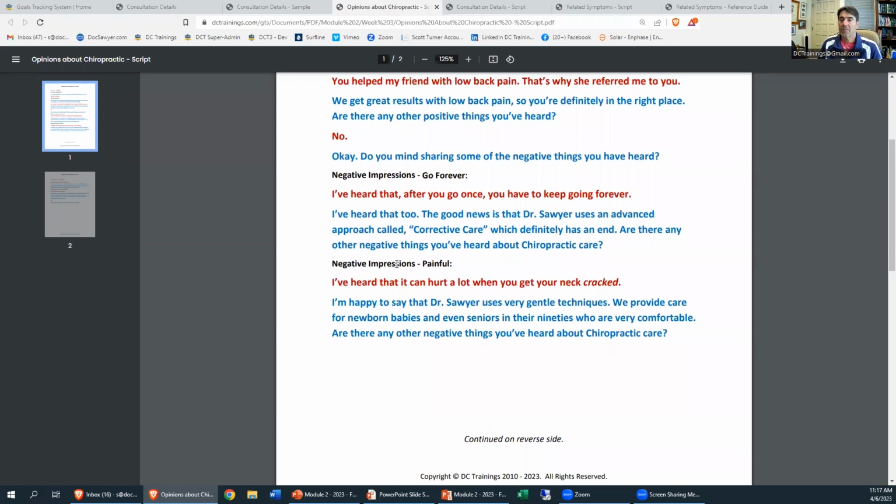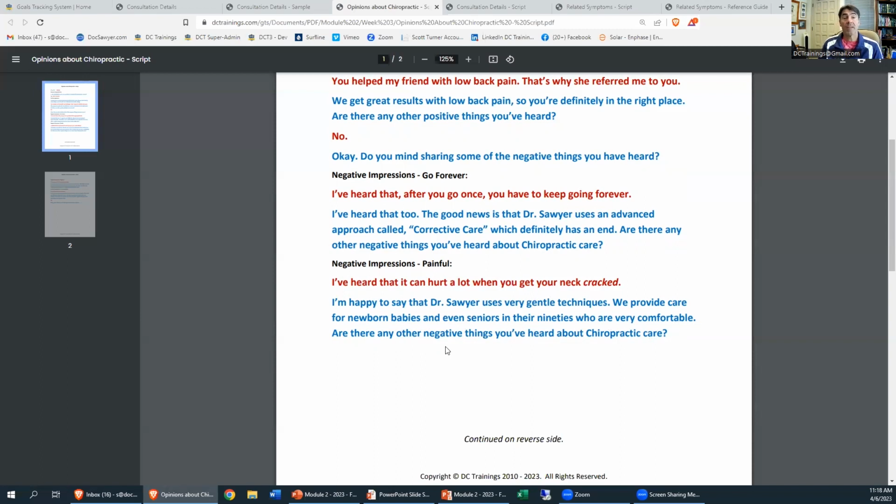Okay. So another negative impression might be that it hurts when you get adjusted, right? People have heard that, and that might make them nervous about having a chiropractic adjustment. Well, I've heard that it can hurt a lot when you get your neck cracked. Well, I'm happy to say that Dr. Robinson uses very gentle techniques. We provide care for newborn babies and even seniors in their 90s who are very comfortable.